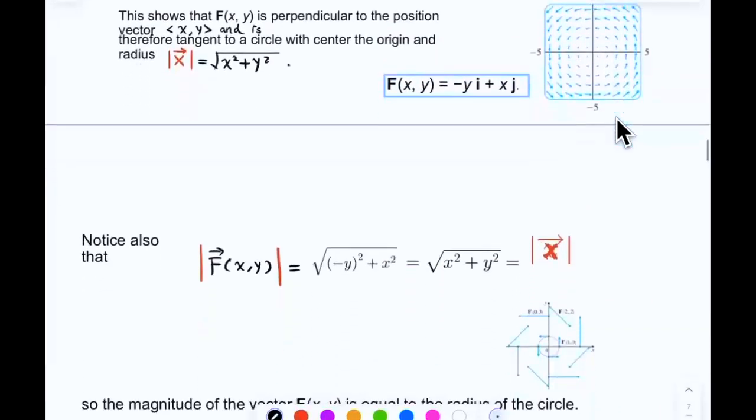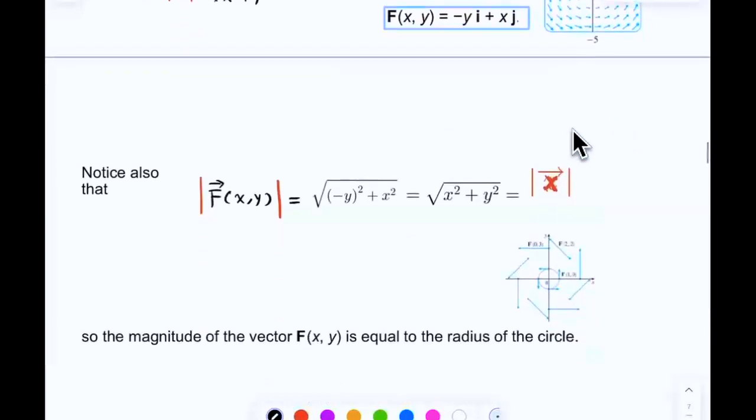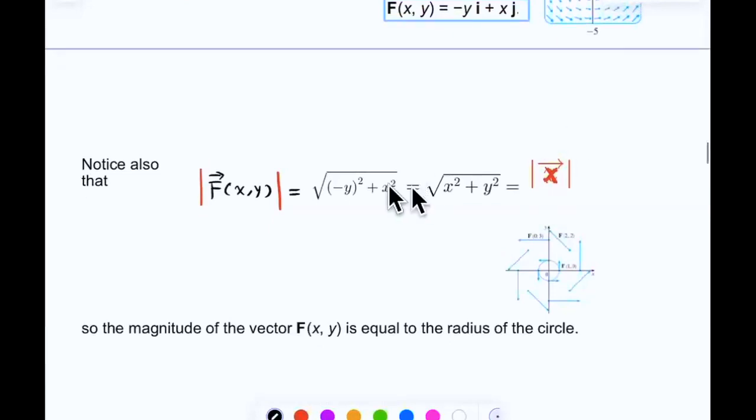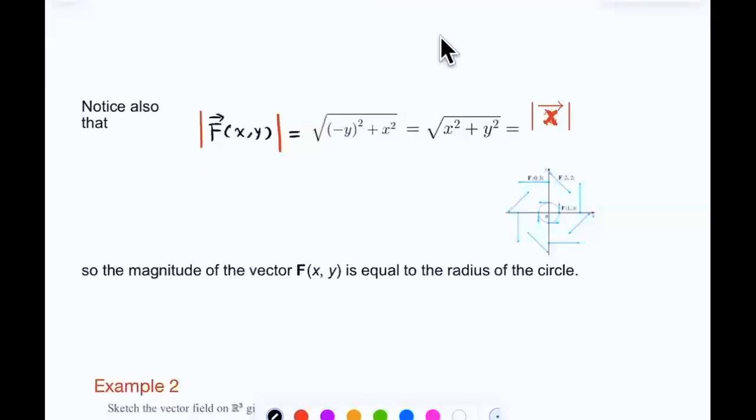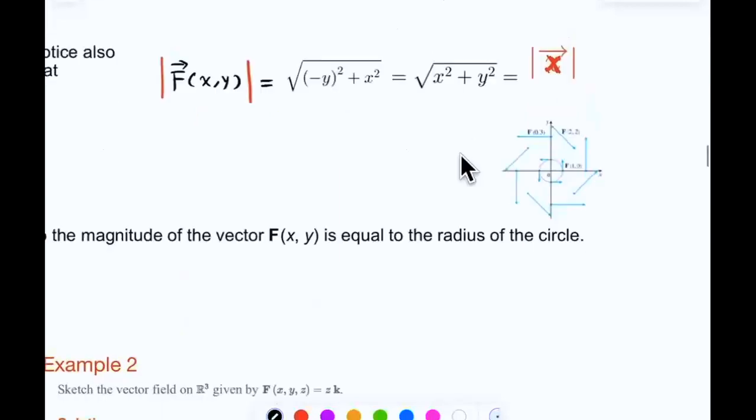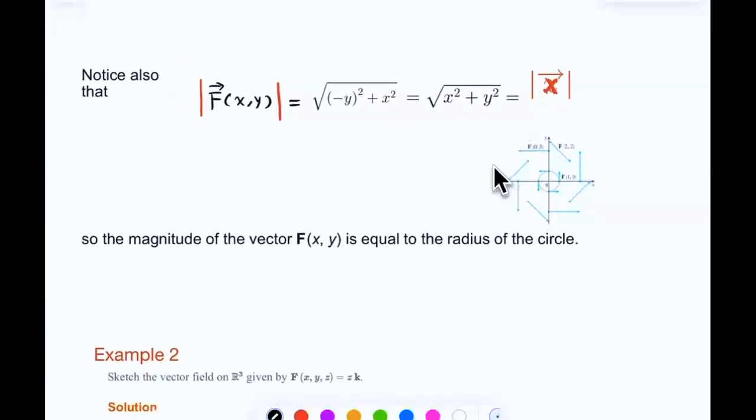I like that one. I'm going to make a video and put a tornado in there. Okay. Notice also that the magnitude of this vector associated with that point, if you do the calculation, turns out to be the same as the magnitude of the position vector. Did you guys have a good time? Great. So that's the first example.